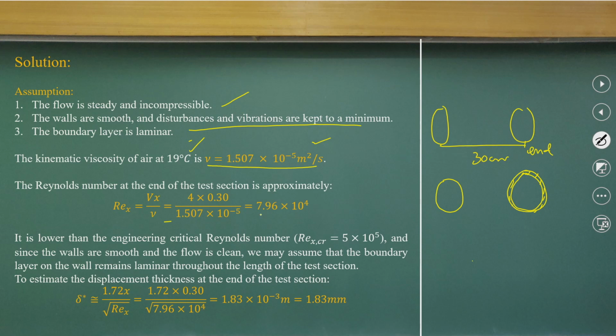The Reynolds number is coming about 7.96 times 10 to the power 4, which is lesser than 10 to the power 5. So the flow is laminar. The critical number is sometimes 5 lakhs, 5 times 10 to the power 5, we consider it, but it is okay. So we can consider it a laminar flow. Now you are computing the displacement thickness, just substituting in the displacement equations, we can get it, and the displacement is coming in the order of close to 2 mm.